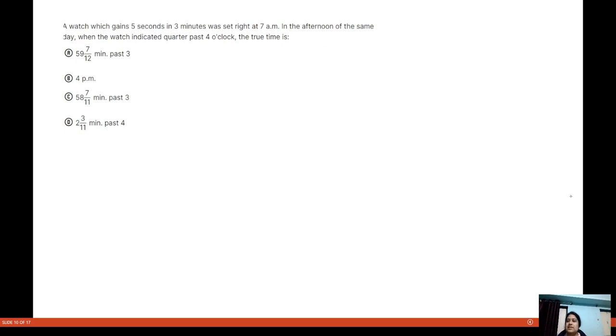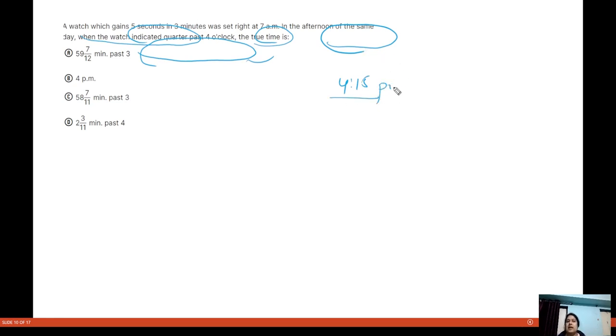Now see, look at this question. It is saying a watch which gains 5 seconds in 3 minutes was set right at 7 a.m. In the afternoon of the same day, the watch indicated quarter past 4 o'clock. Quarter past 4 means 4:15, and in the afternoon that means 4:15 p.m. What is the true time here? Now it is saying the watch is gaining 5 seconds in every 3 minutes.